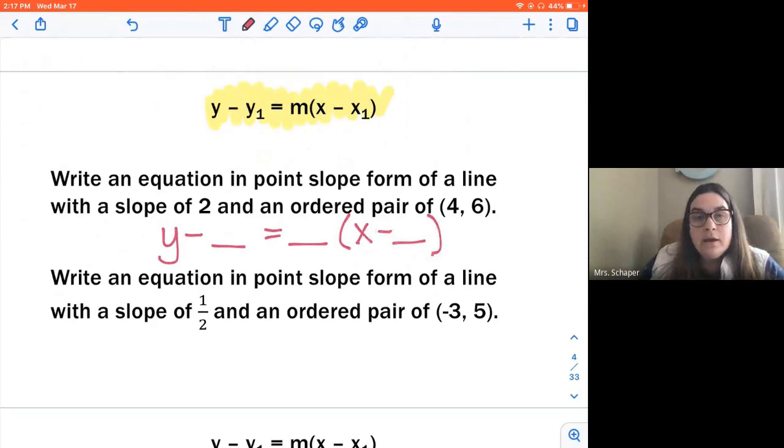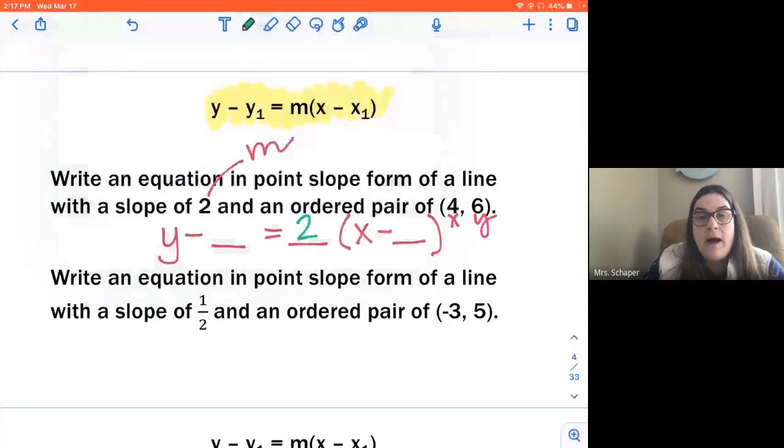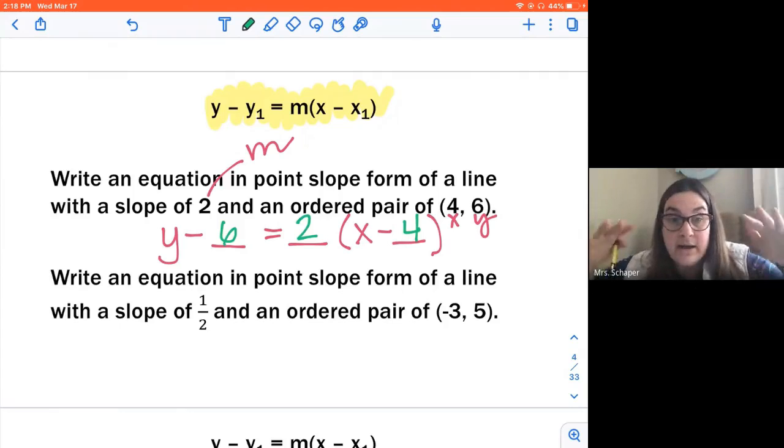All right. So I have my m right here. That's my slope. This is my x, and this is my y. So I need to fill those pieces in. So my slope is 2. So my slope is going to go right here. My x is 4. So that goes in the x sub 1 spot. And my y sub 1 is 6. So that goes here. So the equation is y minus 6 equals 2 times the quantity x minus 4. And we stop right there.